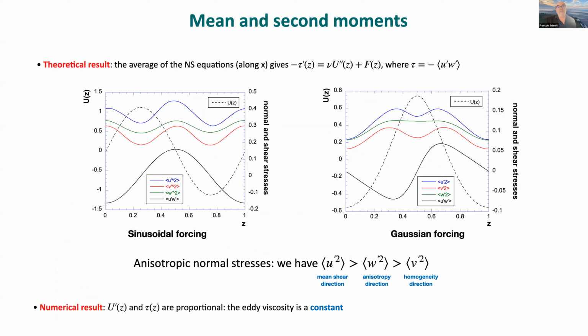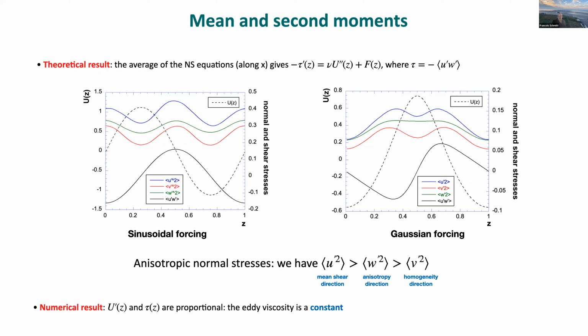So the first result: we consider the mean and second moments. In this plot, in dotted line, it's the mean velocity, in order to see in which part of the flow we are, and horizontally it's z. And in this plot we have the different second moments, first in the two cases, sinusoidal forcing and Gaussian forcing. And we see that, in fact, it's the same as for the channel flow. It's not isotropic, because the different normal stresses are quite different. And we have U prime square larger than W prime square larger than V prime square. So the smallest is in the homogeneity direction and the largest in the mean shear direction.